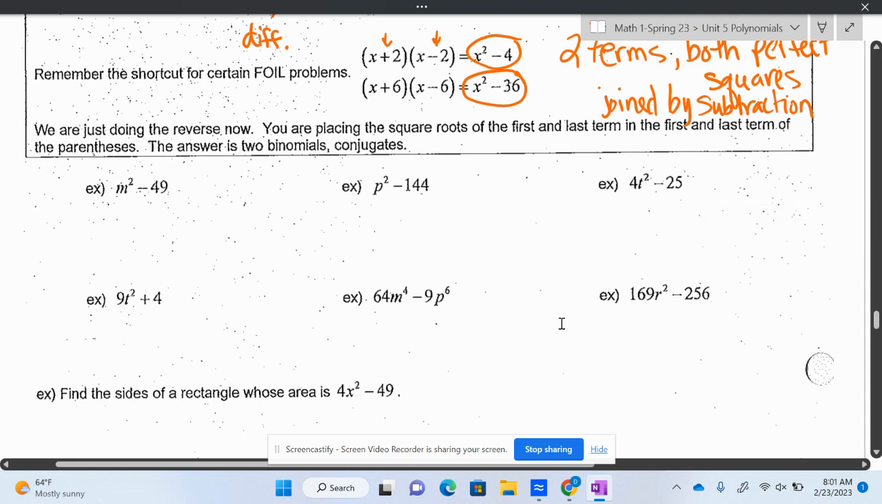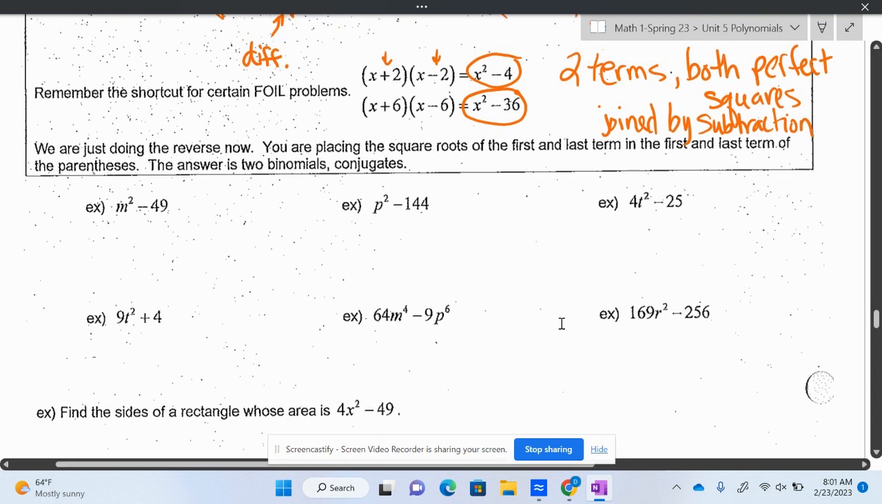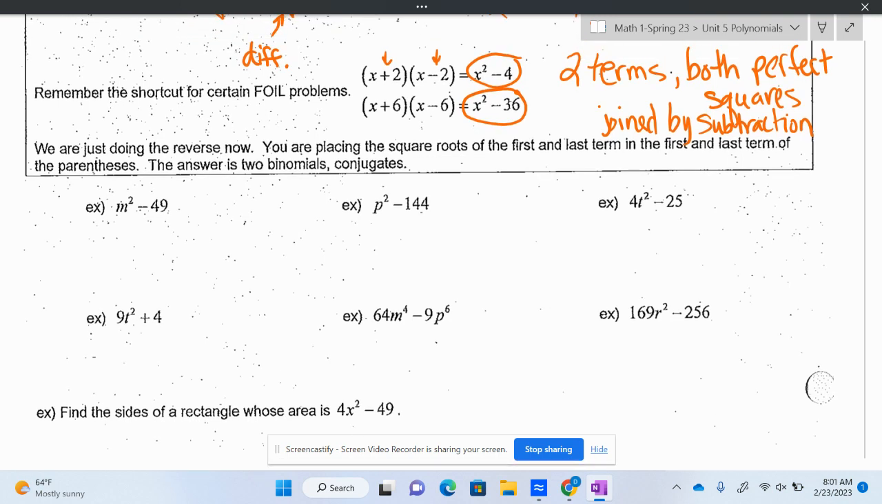So I think we have 6 examples. Let's see. Is m squared a perfect square? Yes, m squared was made by taking m times m.